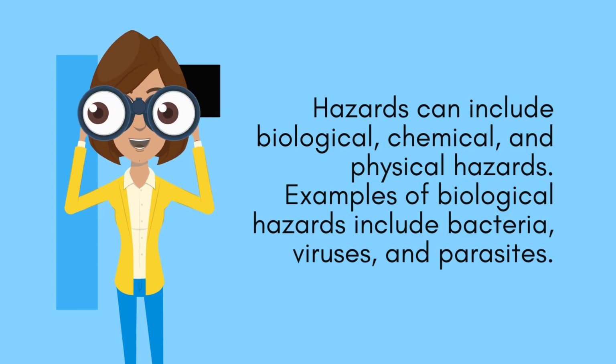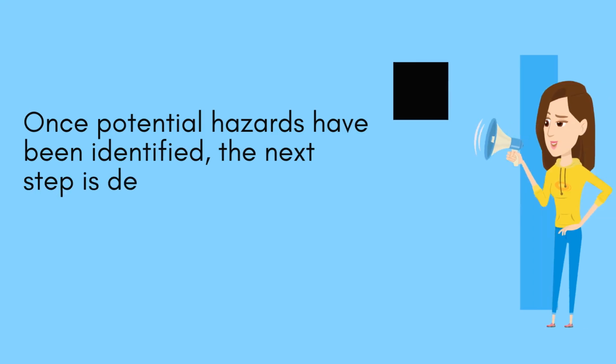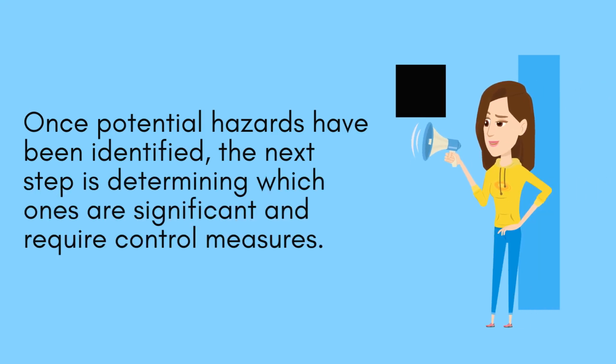Examples of biological hazards include bacteria, viruses, and parasites. Chemical hazards include substances like pesticides and cleaning agents. Physical hazards include foreign objects like glass or metal. Once potential hazards have been identified, the next step is determining which ones are significant and require control measures.